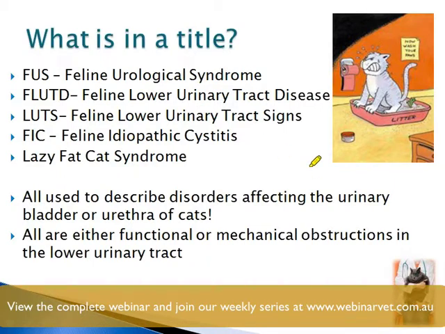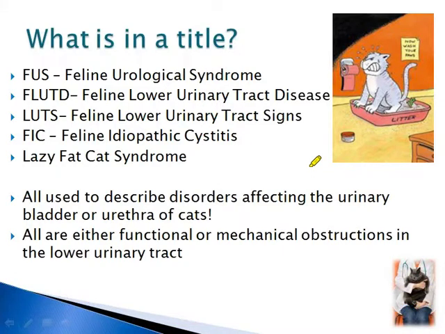So when we talk about what's in a title, there's feline urological syndrome, there's feline lower urinary tract disease, there's lower urinary tract signs, there's FIC, which is feline idiopathic cystitis, some people might even call it lazy fat cat syndrome, okay? So, all of these syndromes or titles pretty much describe a disorder which affects the urinary bladder or the urethra of cats. Some of them have functional obstructions, and some of them have mechanical obstructions in the lower urinary tract, and we'll talk about this now.